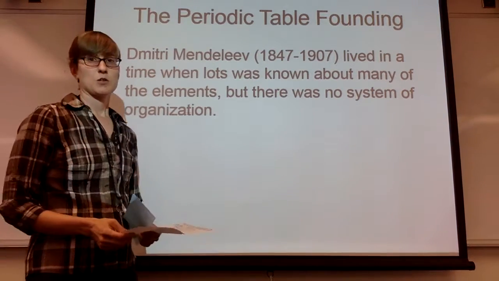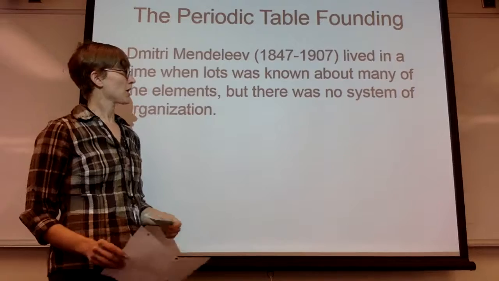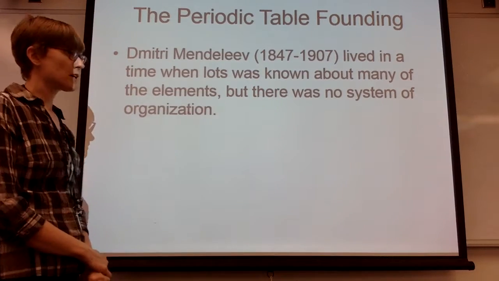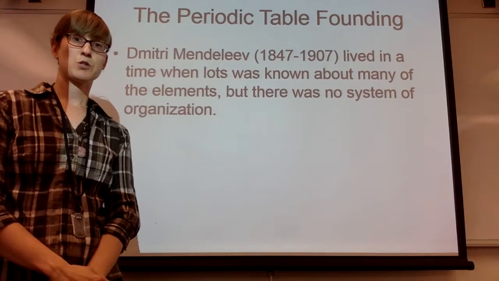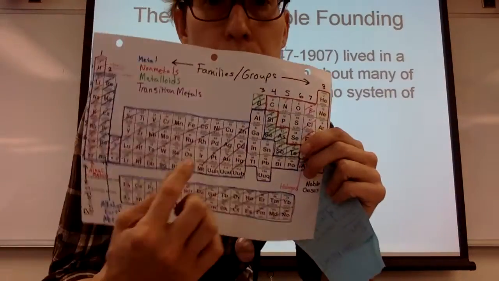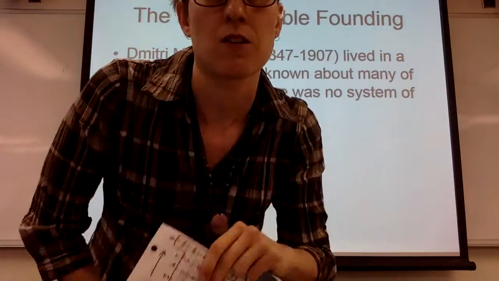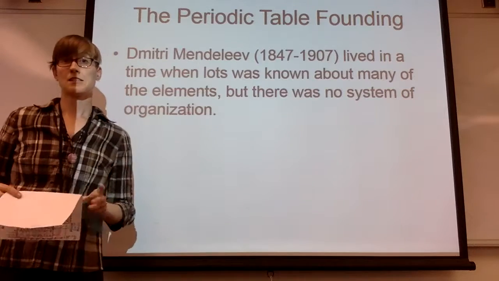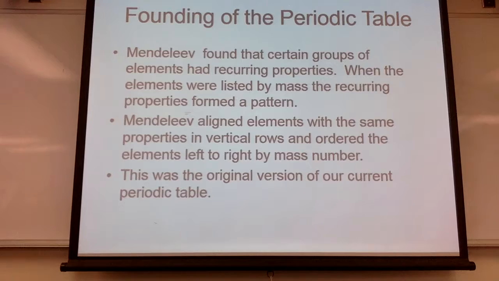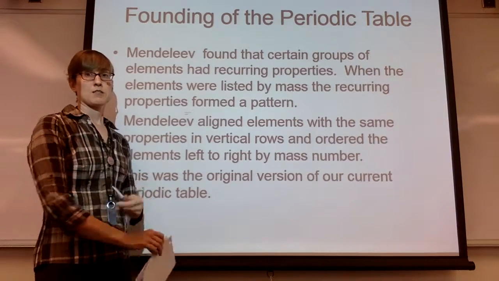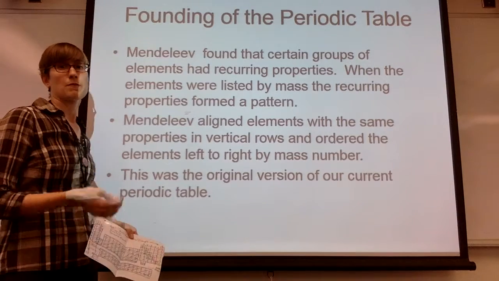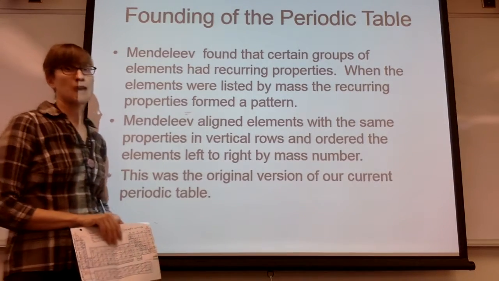So we're going to be talking about the periodic table today, and the periodic table was founded by Dmitri Mendeleev. When he founded the periodic table, people knew about the elements, and the elements are each of the items that are found in these boxes, okay? But they had no system of organization. They didn't know how to organize them. So Mendeleev found that certain groups of elements had properties that reoccurred, that came about over and over again, and that they formed a pattern.